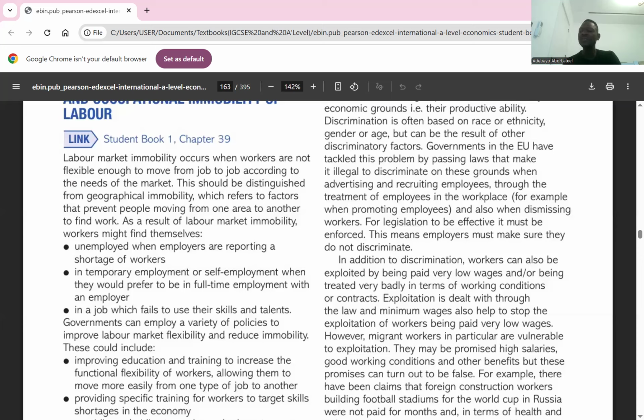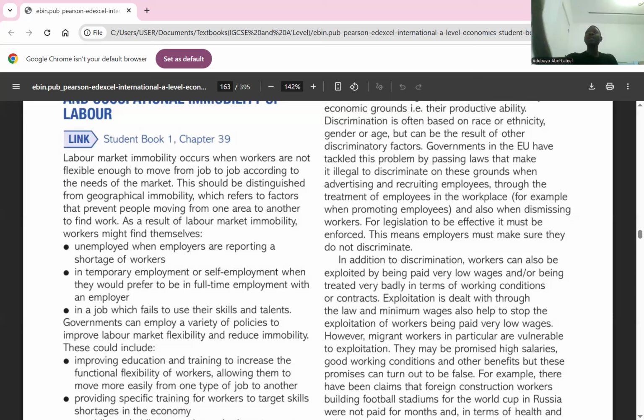The third one is incentives for businesses. I wrote, government should encourage firms to relocate or to establish branches in areas with high unemployment. This can be through tax breaks, grants, or investment incentives. Another way to solve geographical immobility is to give incentives to businesses to set up in areas that are witnessing a high unemployment rate.